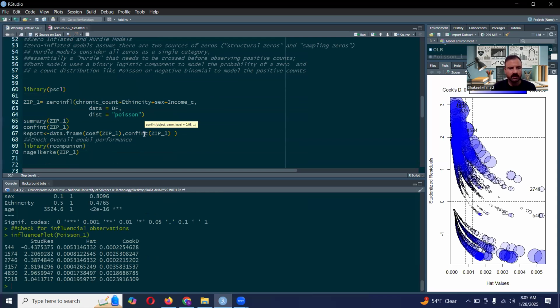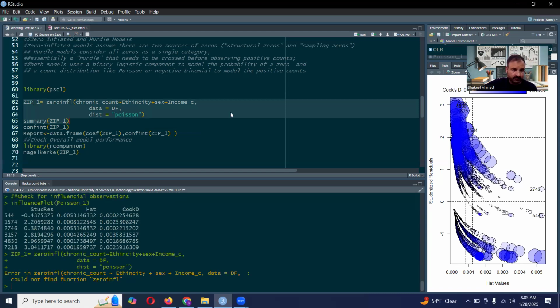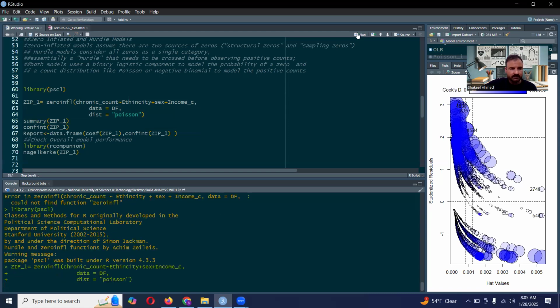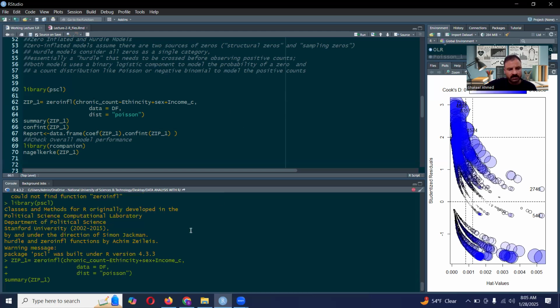In this model, we can run it under the pscl package. When you run this model, you specify the zeroinfl function, and the response is chronic counts, and ethnicity, sex, and income are the covariates. I will just run this command, and you will see two portions of the model. I think I just skipped the library. Now you can see the summary of the ZIP model.